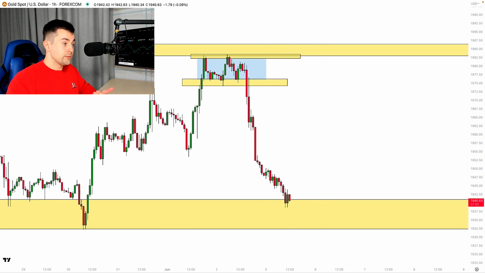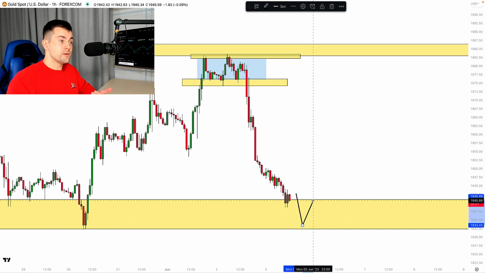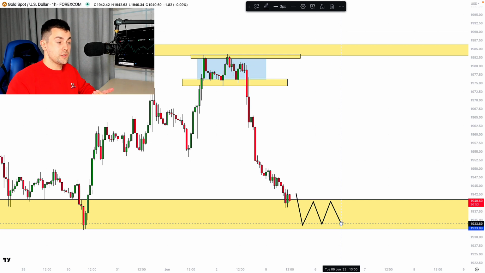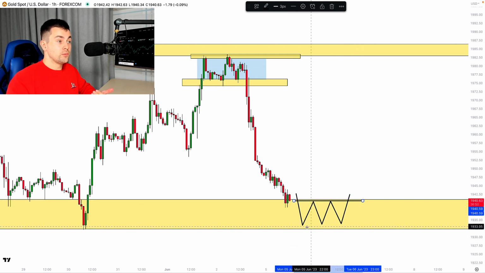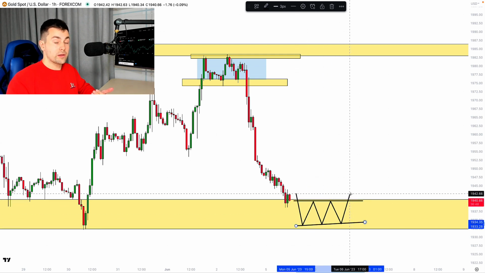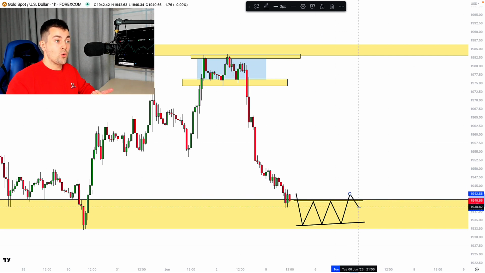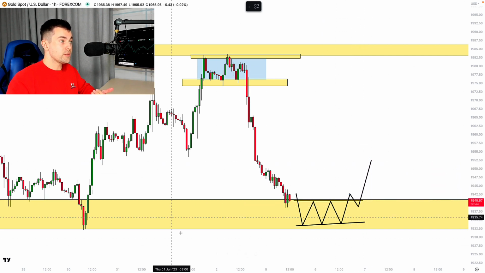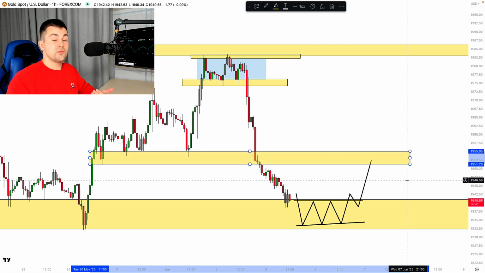So the plan will be to let the price start consolidating, to let the price start ranging, and your confirmation to buy will be a bullish breakout of the resistance of the range, and that will push the price up at least to that resistance.